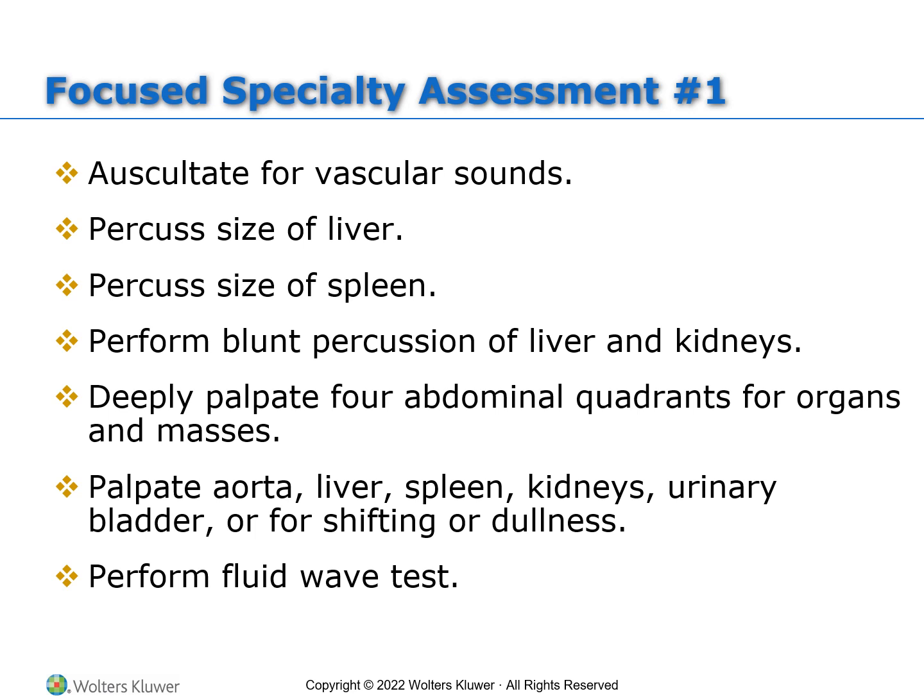So you percuss lightly and systematically through all those quadrants, okay? And what you're trying to determine is what the sound is that is heard there. So tympany predominates over the abdomen because of the air in the stomach and the intestines, and then dullness is typically heard over the liver and the spleen.